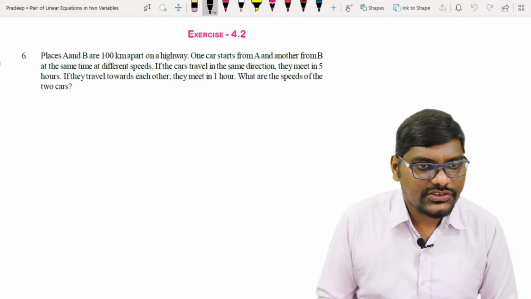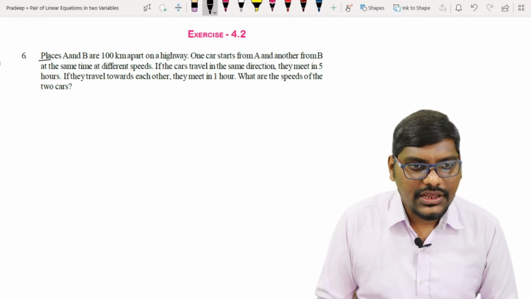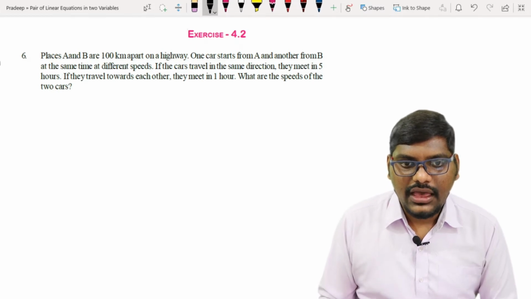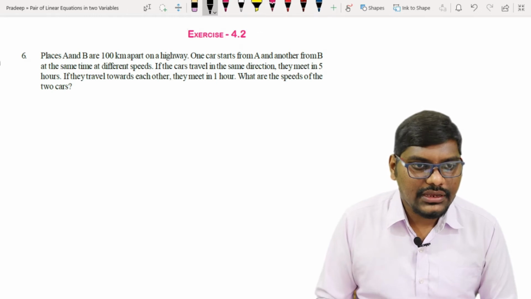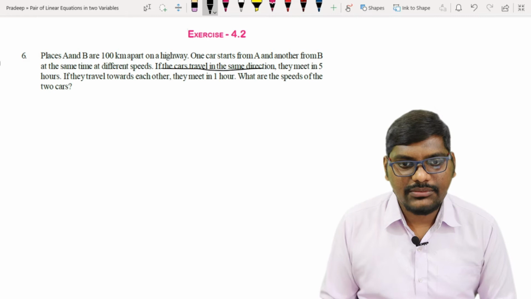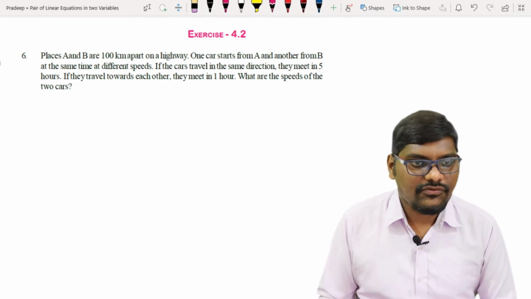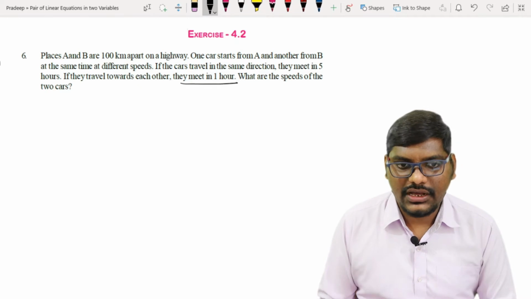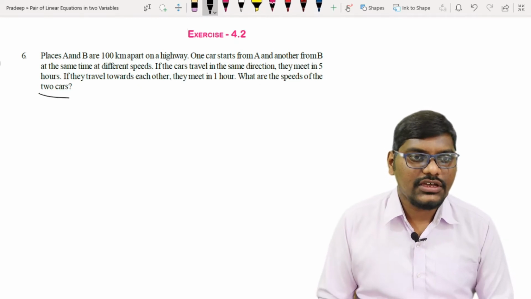So we can see the sixth question. The question says: places A and B are 100 km apart on a highway. One car starts from A and another from B at the same time at different speeds. If the cars travel in the same direction, they meet in 5 hours. If they travel towards each other, they meet in 1 hour. What are the speeds of the two cars?